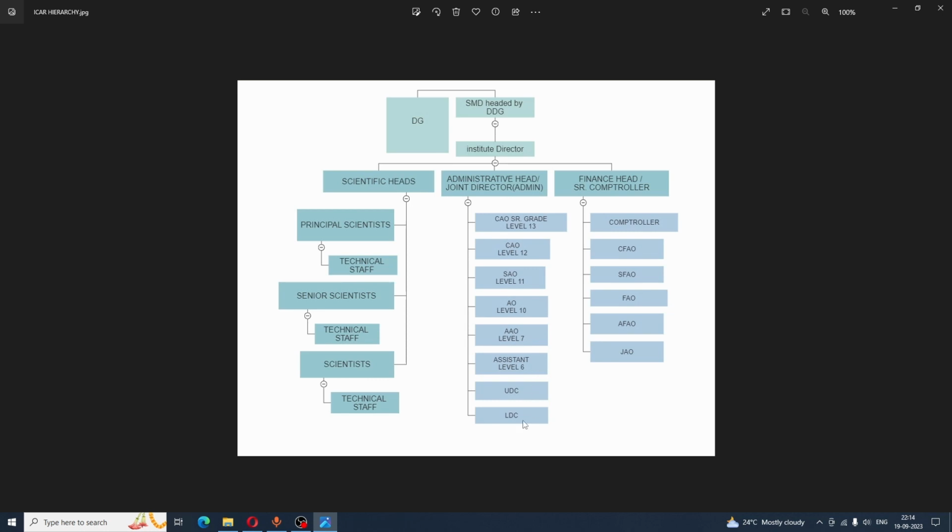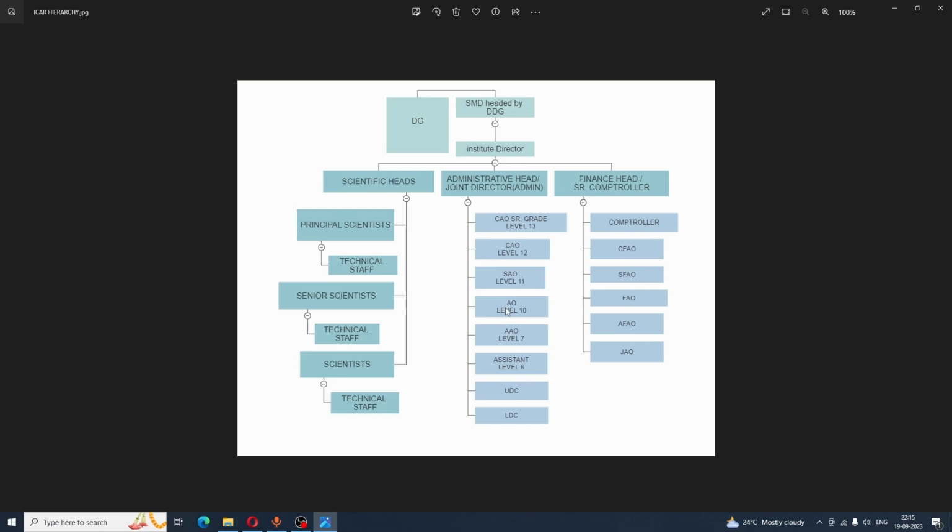Now, you can see the LDC is here, then UDC, assistant. After entry level, for assistant, a minimum of 5 years of service is normally required for promotion. There could even be promotion by limited departmental exams, but very few seats are there for such promotion by LDC exam. Now, after double AO, a minimum of 5 years of service is required for AO, and similarly. But the issue is that in this admin and finance cadre of ICAR, the promotion is vacancy-based promotion.